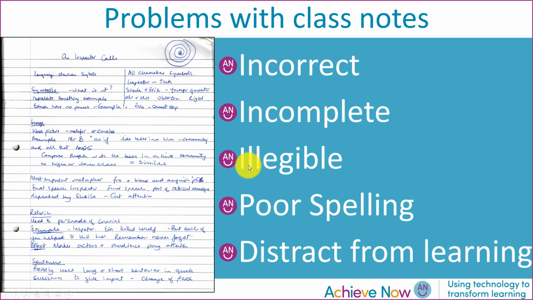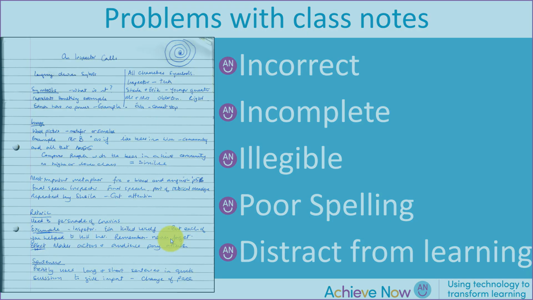At times they're illegible because handwriting isn't the student's strength, but also they were just trying to write really, really quickly. There's poor spelling, so if you've got poor spelling in notes, chances are you're going to copy that into homework or into revision notes. So in taking these notes, this student has probably been distracted from learning what the teacher was saying rather than really concentrating on what the teacher was saying.